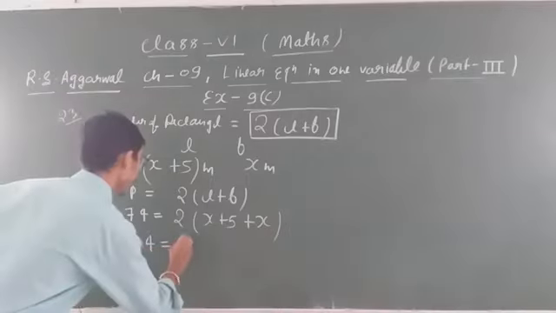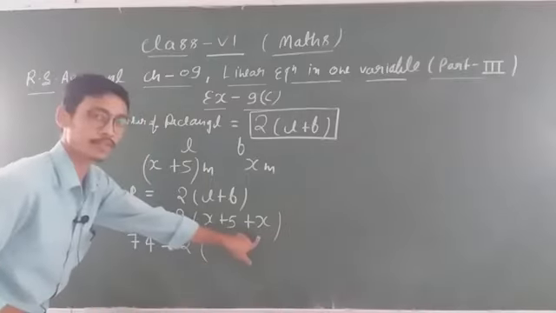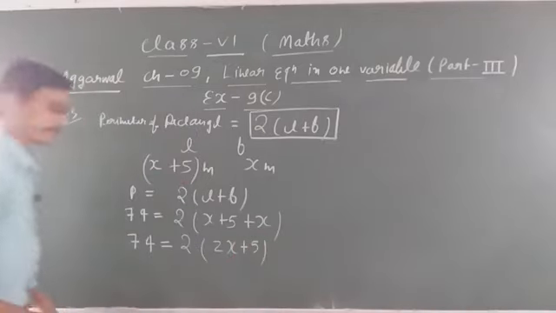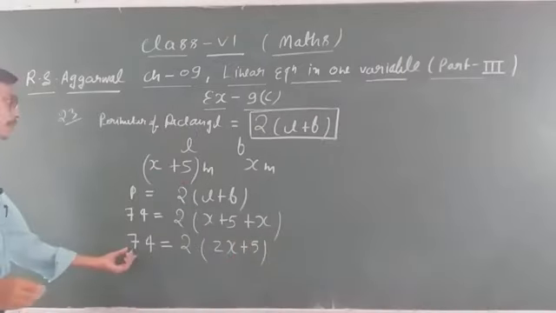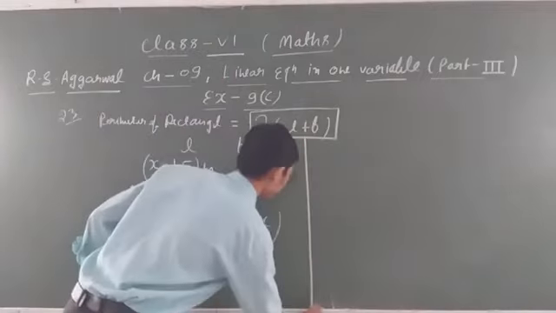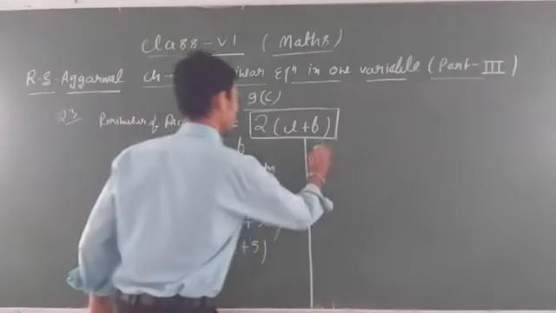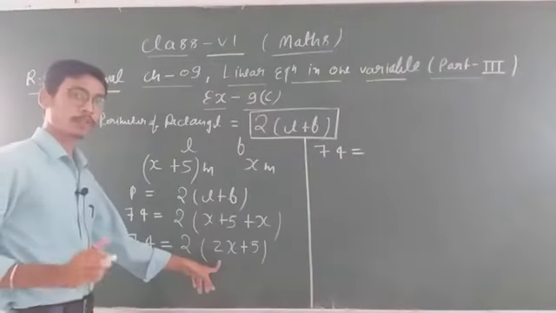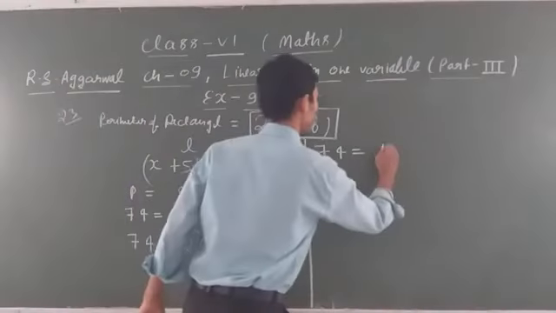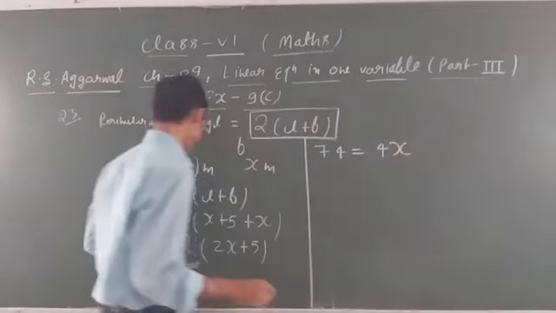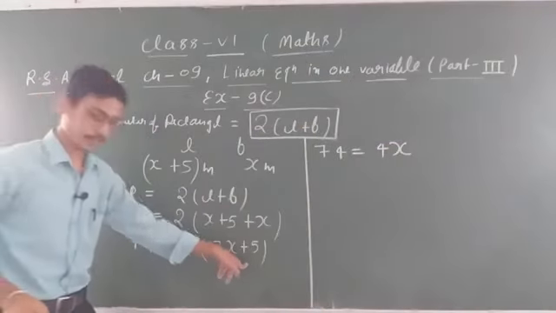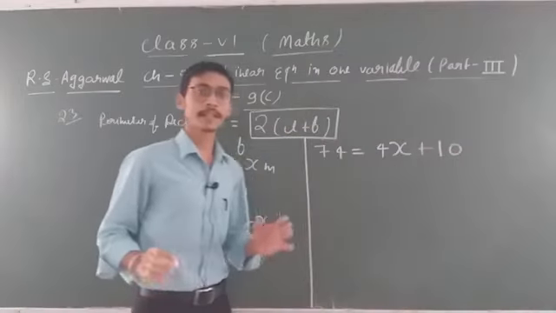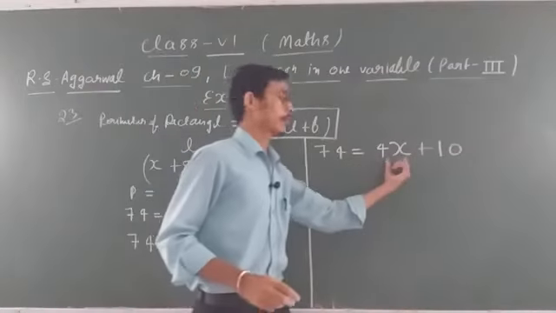Now student, solve the first bracket. This will become x plus x, student, 2x, plus 5. Is that clear? Now here I am solving. 74, the same you will write, equal to 2 into 2, student. You know that is 4. That is, it will become 4x plus 2 fives are 10. So write down plus 10. Is that clear, student?